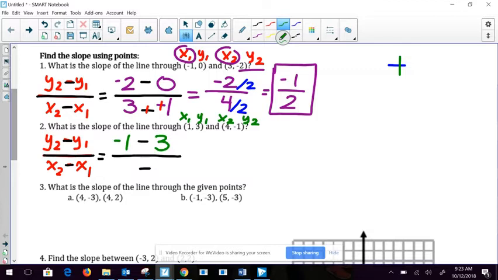What number's in my x2 position? Great, a 4. And finally, what number's in my x1 position? Awesome job, a 1. From here, we go ahead and we subtract. I have no double negatives, so I just do the basic math. What is -1 minus 3? Watch your negatives. Awesome. It is -4. And what is 4 minus 1?